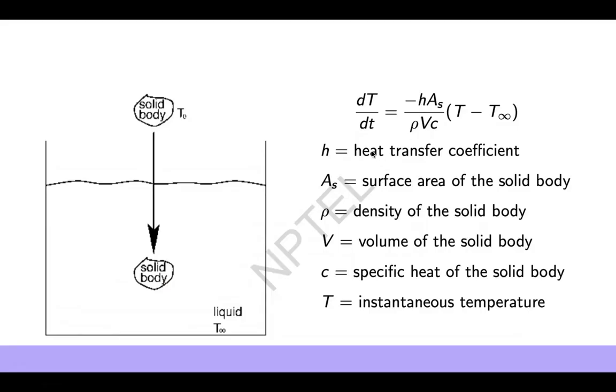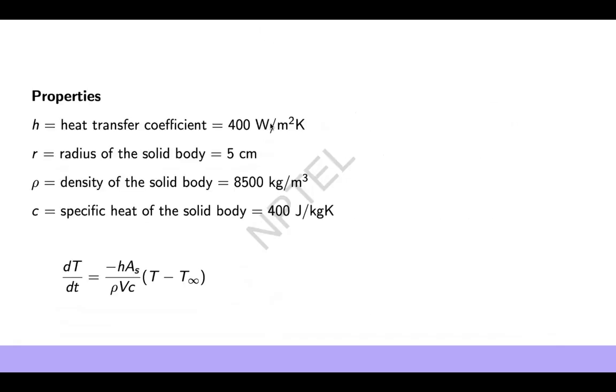What is h? h is the heat transfer coefficient. A_s is the surface area of the solid body. Rho is the density of the solid body. V is the volume of the solid body. And c, small letter c, is the specific heat of the solid body. And T is the instantaneous temperature. Why instantaneous temperature? As time progresses, this capital T is changing. But whatever the temperature T is, the difference between that temperature and T infinity, the liquid reservoir temperature, is the driving force for this entire heat transfer process. I hope that is clear.